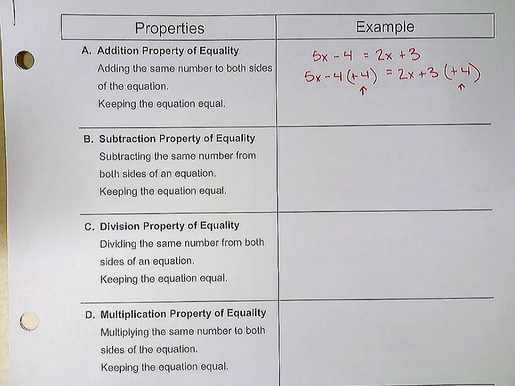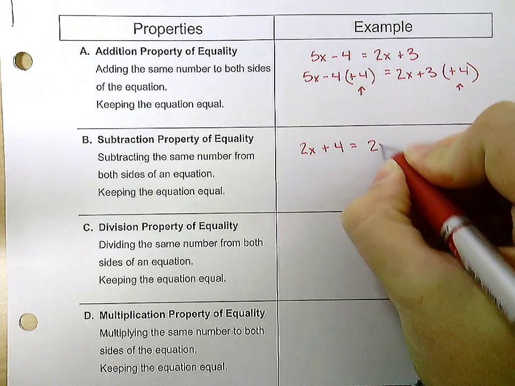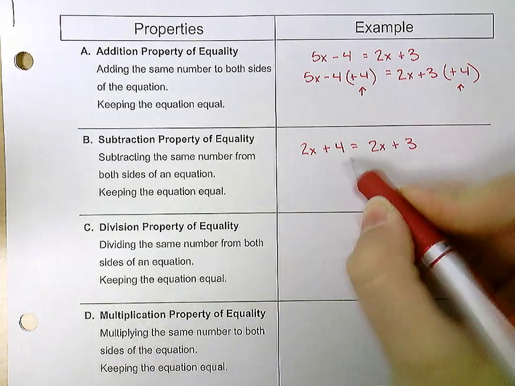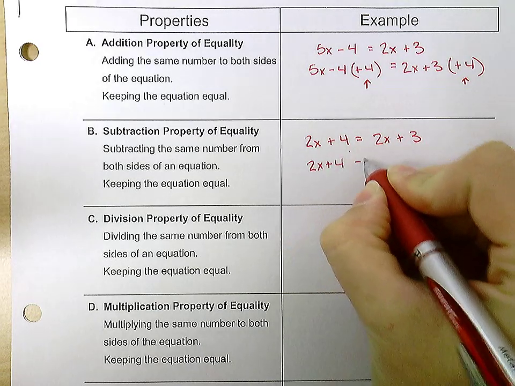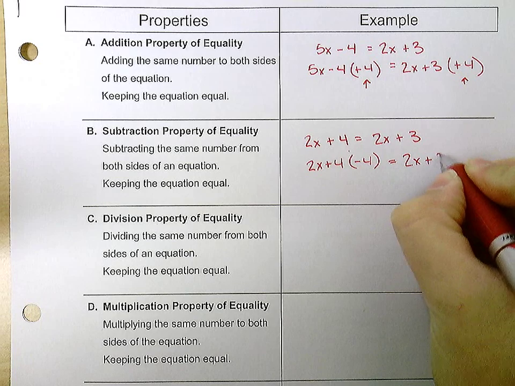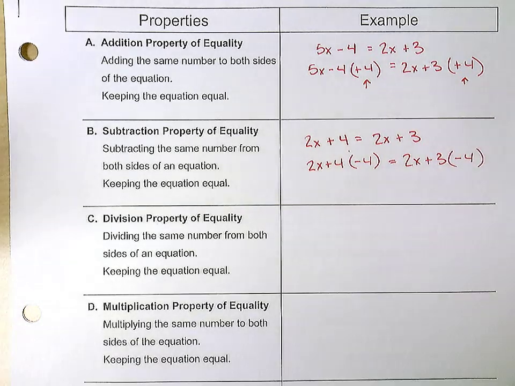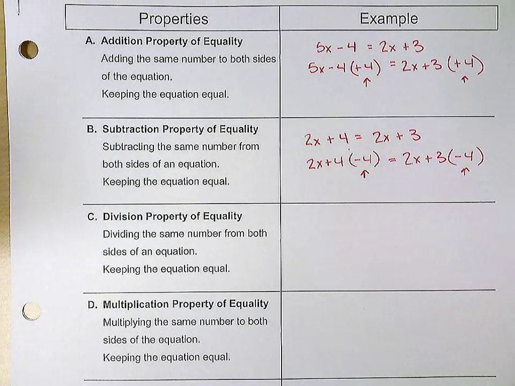Subtraction property of equality, same thing, just subtracting. So again, I'll just make up a problem. I'll keep it kind of the same, except this time I'm going to subtract 4 from both sides. So that subtraction on both sides of your equation keeps your equation the same. Hence equality. But you are subtracting from both sides of that equation.